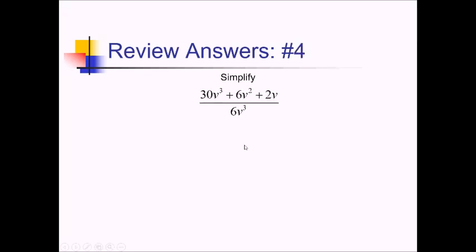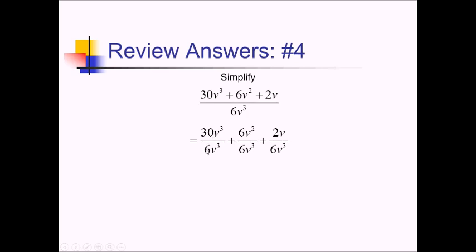On this problem, we're trying to simplify by dividing this whole polynomial by this monomial. Since these are being added together, you can think of this as just distributing the division to each of these terms. So we can have 30v cubed, 6v squared, and 2v, each getting their own denominator of 6v cubed. And now we just have to reduce and simplify all these fractions.